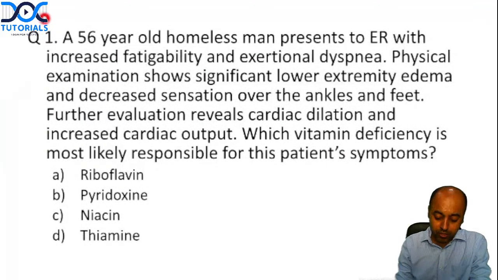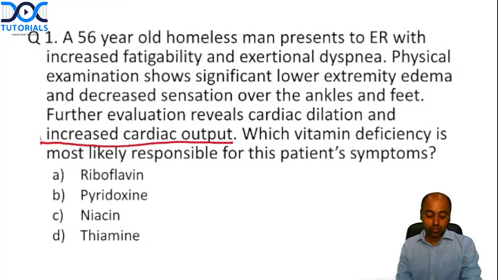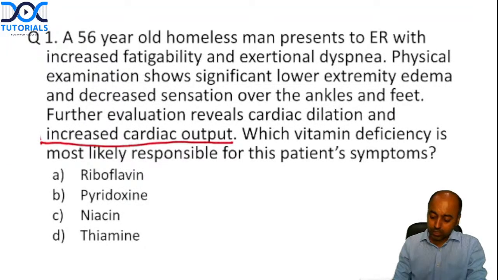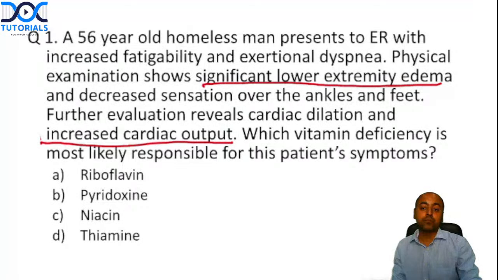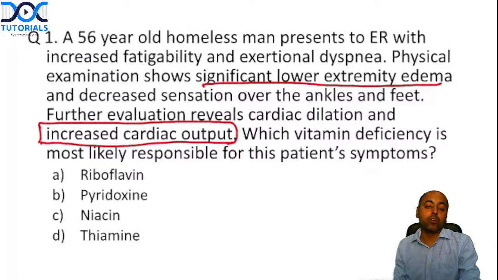Okay, question number one: 56-year-old homeless man presents to emergency room with increased fatigability and exertional dyspnea. Physical examination shows significant lower extremity edema and decreased sensation over ankles and feet. Further evaluation reveals cardiac dilation and increased cardiac output. So, two things you are seeing here. One is the features of congestive heart failure. Along with that, we are finding the increased cardiac output.